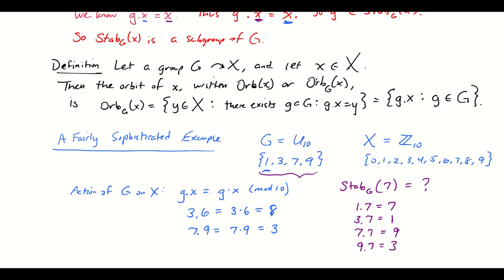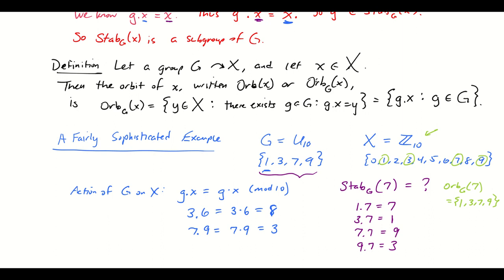Okay, so first of all, which things are in the orbit of 7? The orbit of 7 consists of 7, 1, 9, and 3. So I can write down that the orbit of 7 under G is 1, 3, 7, and 9, which looks awfully familiar. That's the set of all units mod 10. But it is a subset of Z mod 10. It's not a subset of the group.